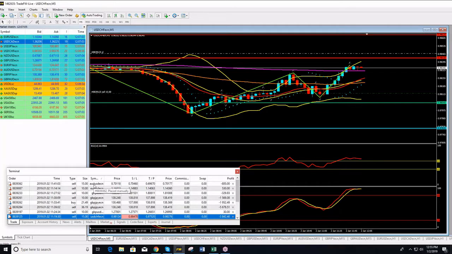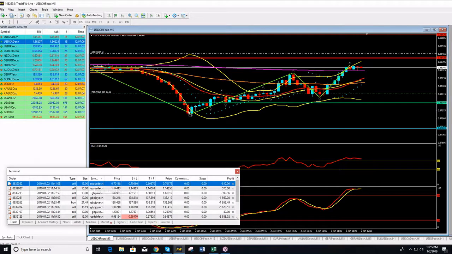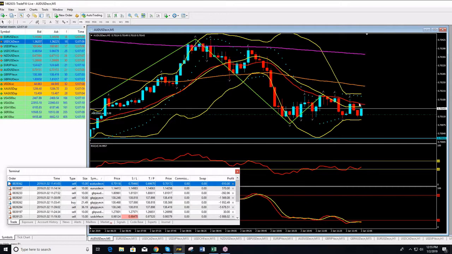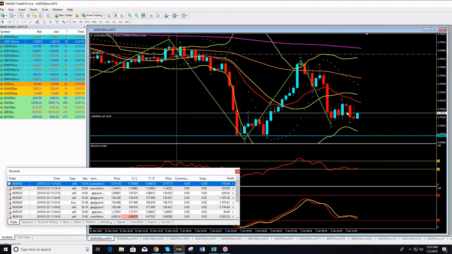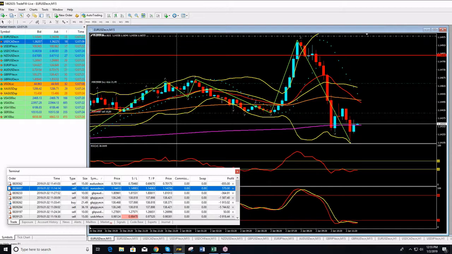So let's go around and see what the pairs are doing. I'm short Aussie dollar, as you can see. The pair is trying to recover a bit. We are still far away from any TPs or stop losses. It hasn't moved substantially for the past 1 hour. It's stuck there. Absolutely normal. It's the first trading day of the year. We are short euro dollar.